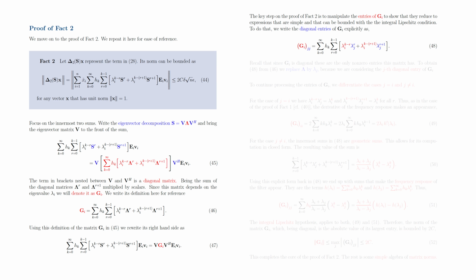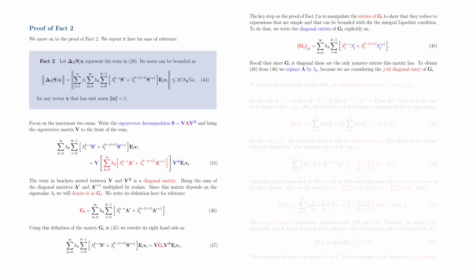The key step in the proof of fact 2 is to manipulate the entries of G sub i to show that, complicated though they look, the entries of G_i actually do have simple expressions, and that, more importantly, we can bound the entries with the integral Lipschitz condition. To work on these manipulations, we write the diagonal entries of G sub i explicitly in equation 48. Recall that since G_i is a diagonal matrix, these are the only non-zero entries that this matrix has.